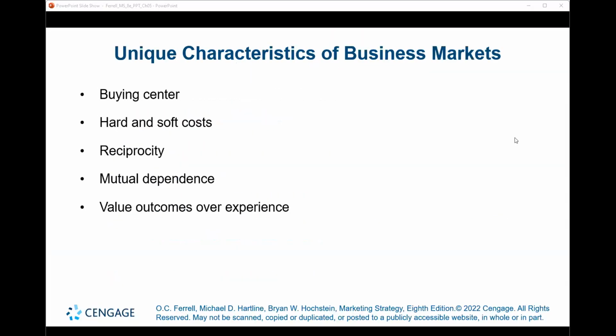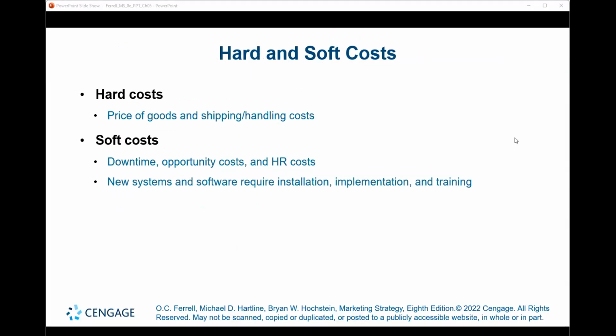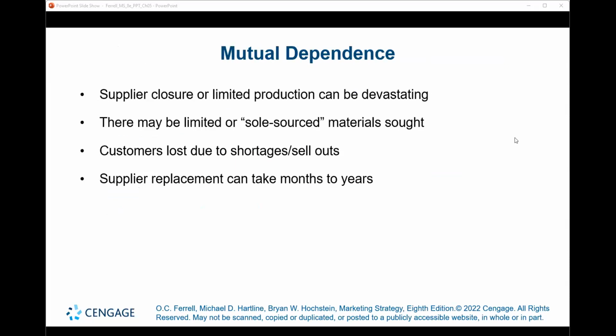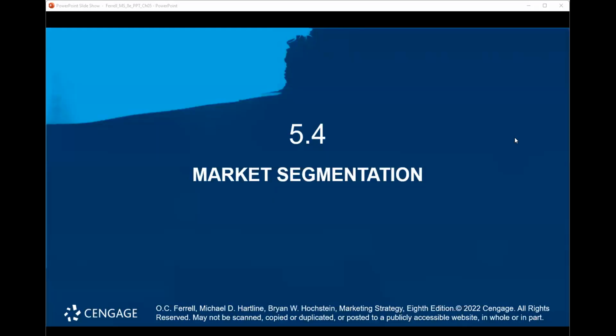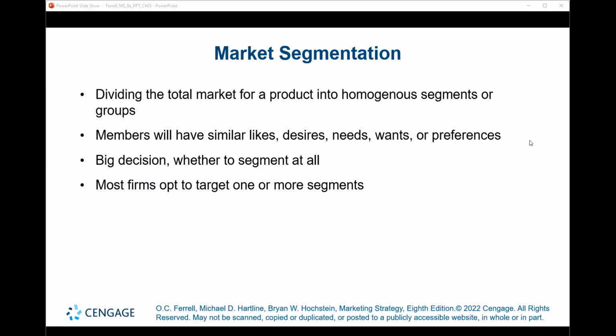So we're going to skip over buyer behavior in business markets. And we're going to talk about market segmentation. Okay. So how do we segment our markets once we decide on the segment that we're going to, or in segmenting? How do we go about dividing that market up?